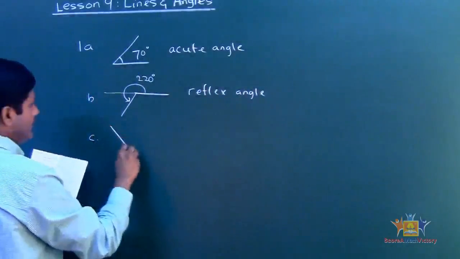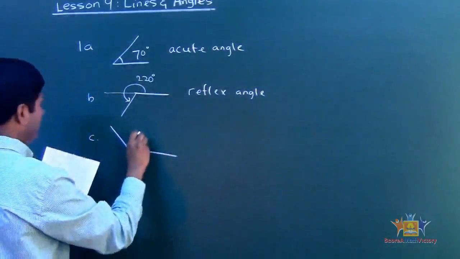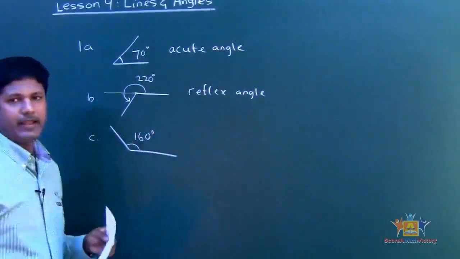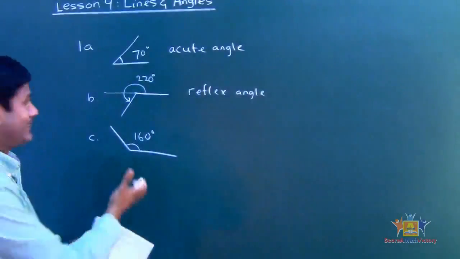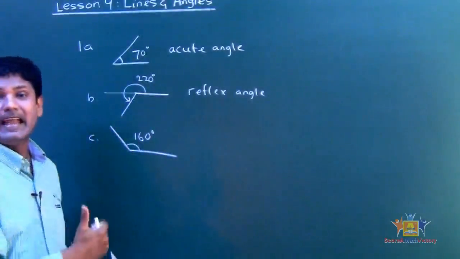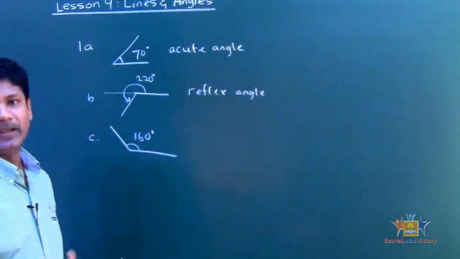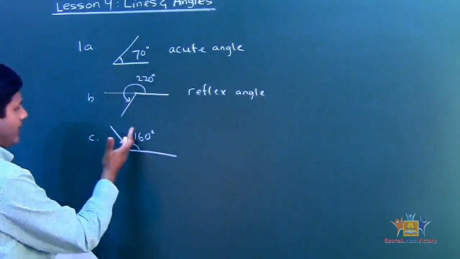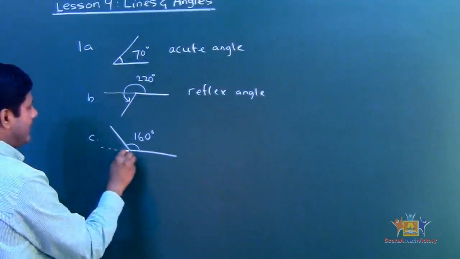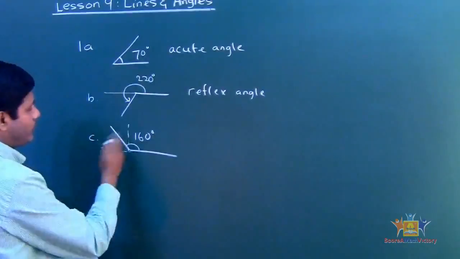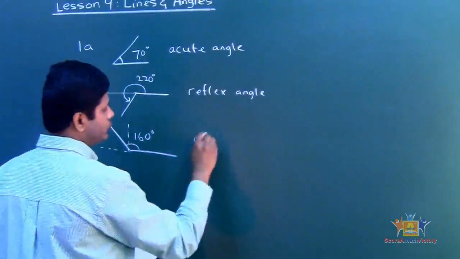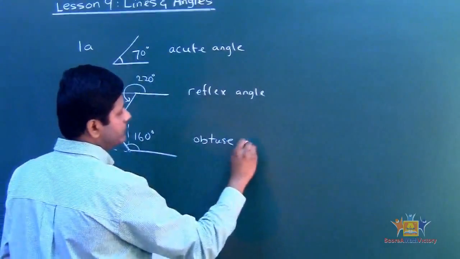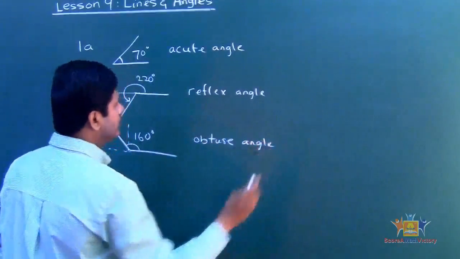So C, 160 degrees. What kind of angle is that? Very good. Obtuse, because it's greater than 90 and less than 180. Okay, an obtuse angle is greater than 90 and less than 180. See that? It falls in the second range. Alright, okay, so that is obtuse. Obtuse angle. Okay, alright, good.